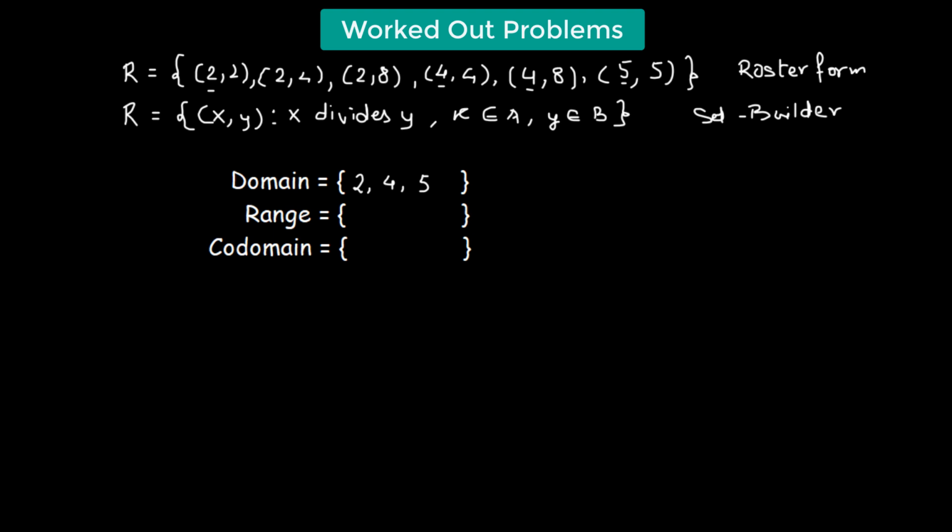Then the range will be all the second elements in the ordered pairs. So that will be 2, 4, 8, and 5. And the codomain will be the entire set B. So our set B contains the elements 2, 4, 5, and 8. So clearly here we can see that our range is a subset of the codomain.